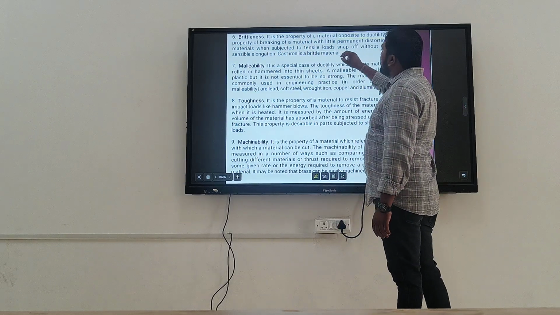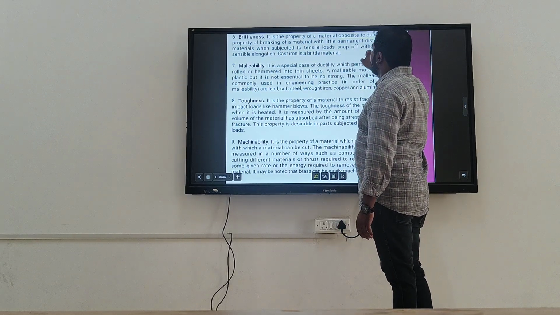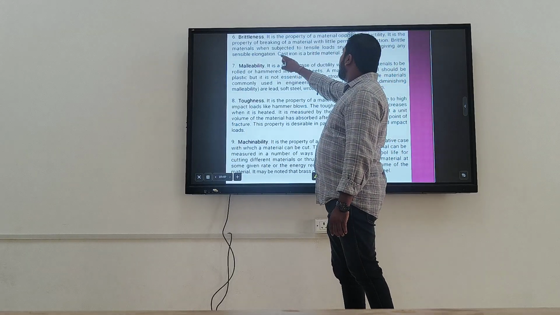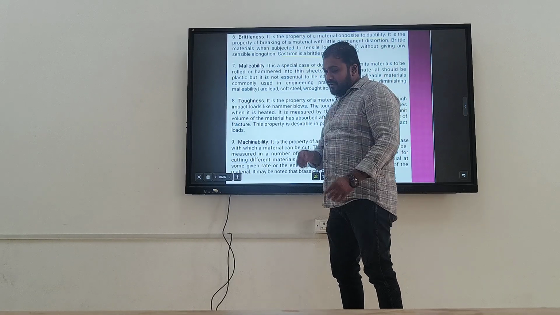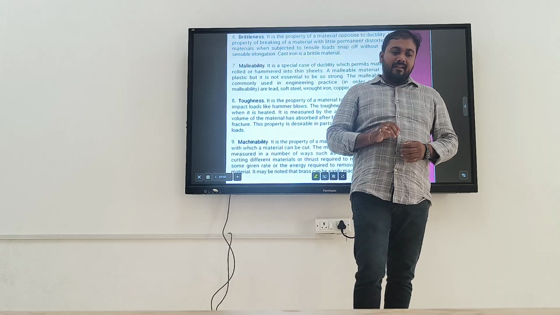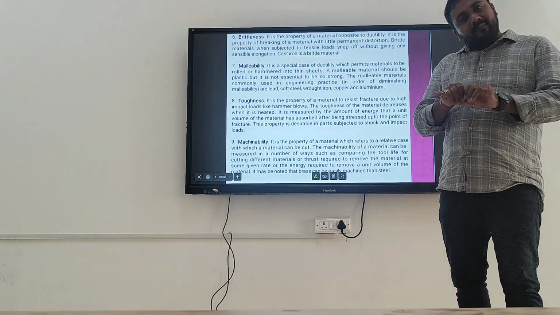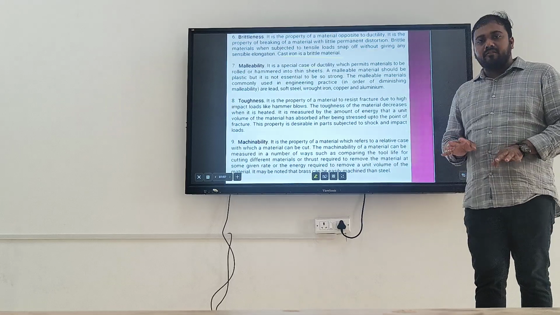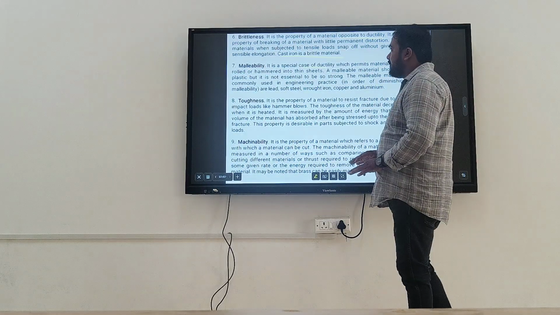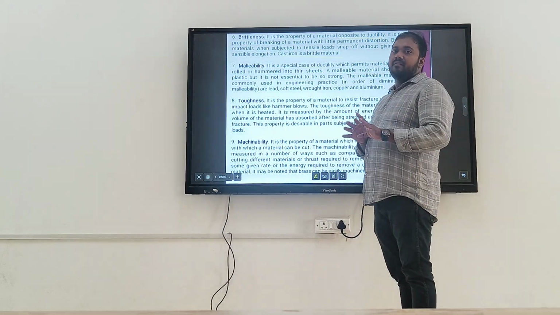Brittle metals subjected to tensile loads snap off without giving any sensible elongation. Cast iron is a brittle metal. If we hammer a material like cast iron and it breaks, then it is a brittle metal. If it does not break, that is called a ductile metal. So brittleness and ductility are opposite.